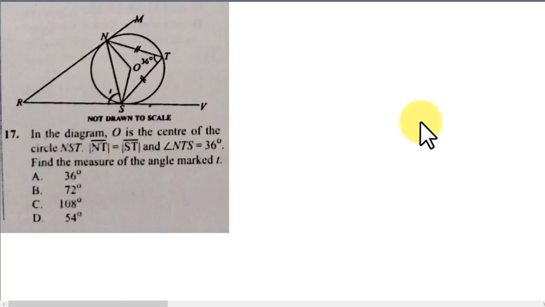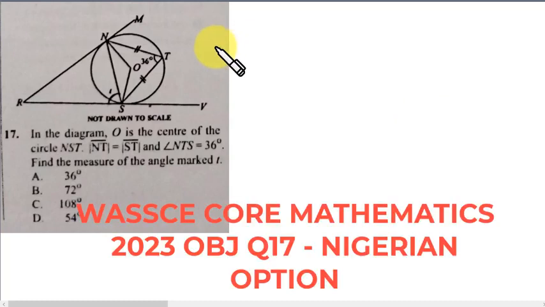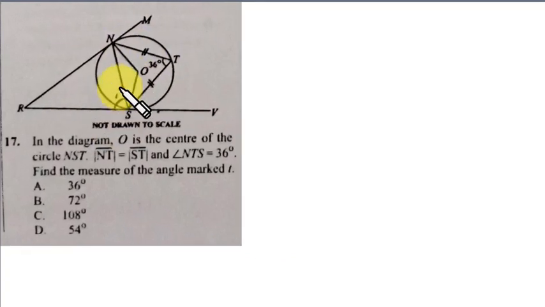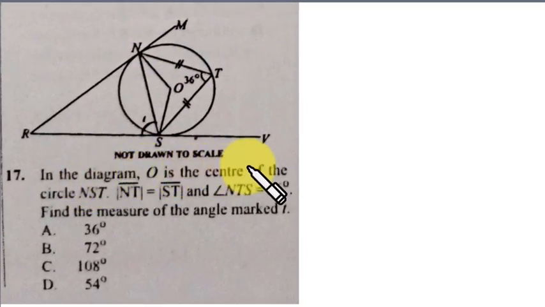In this video, we look at the WASSCE 2023, the Nigerian paper called Math or General Mathematics, question number 7, the objective question. And there is a circle theorem. We see a circle here, and it says that in the diagram, O is the center of the circle NST. So there is the circle NST, and O is the center here.